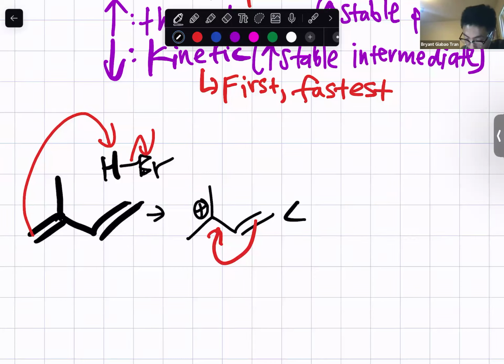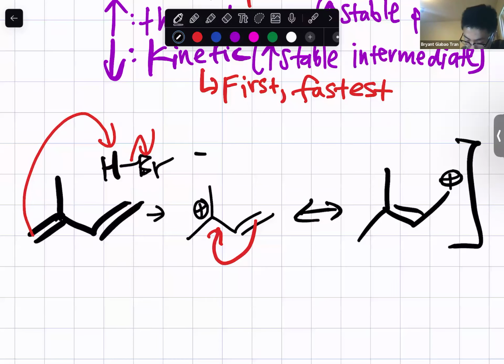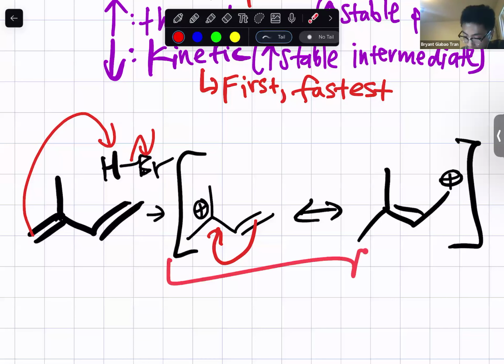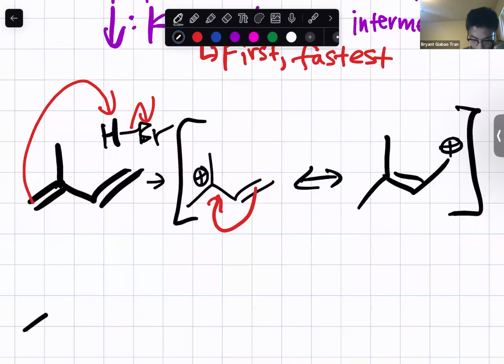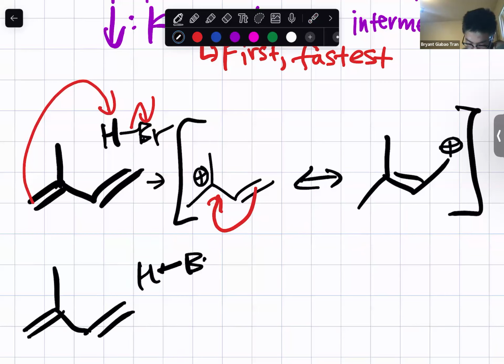Where when we draw out its resonance structure, we should have this right here, right? This is the first set of resonance structures that we are going to look into. Let's focus on this other double bond here as well. Instead of that double bond attacking the HBr, let's use this double bond to attack it.